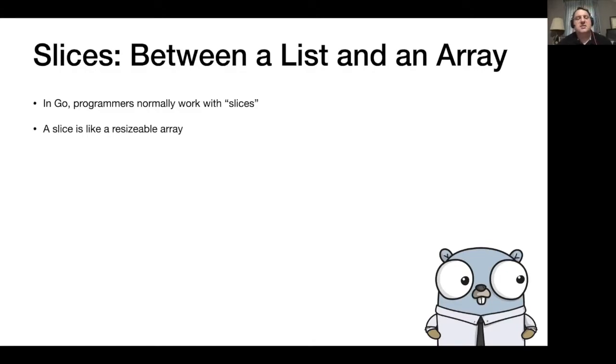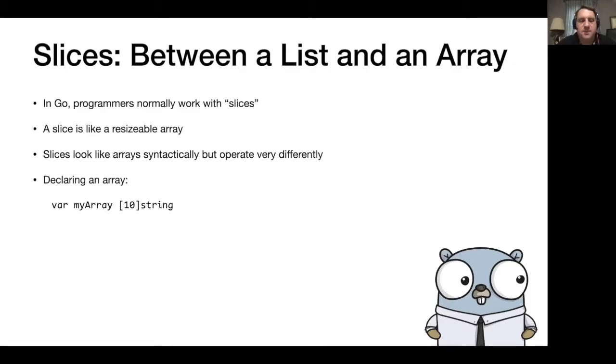So as I said, a slice is kind of like a resizable array, and they look a lot like arrays syntactically. All the things that you can do with an array you can do with a slice, but they operate very differently. When you declare an array, the brackets tell you how big it is, and then the type. So this is a string array with 10 elements. But when you declare a slice, you don't list how big it is, because a slice is resizable. So it can be any number of sizes.